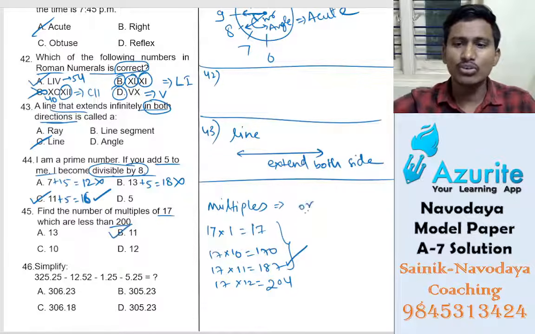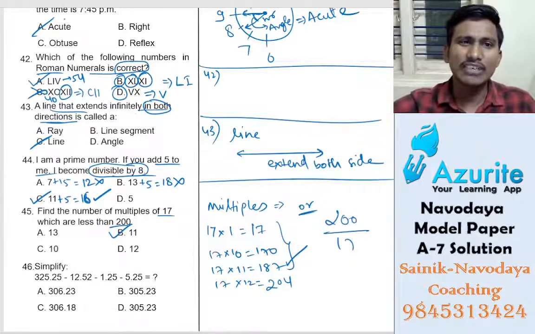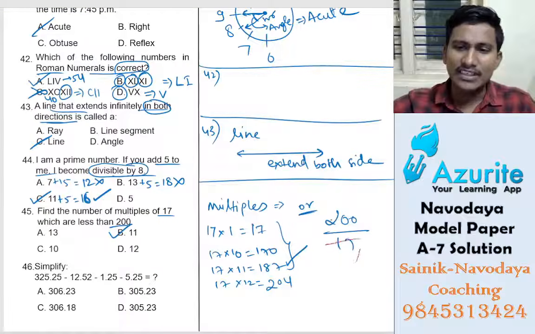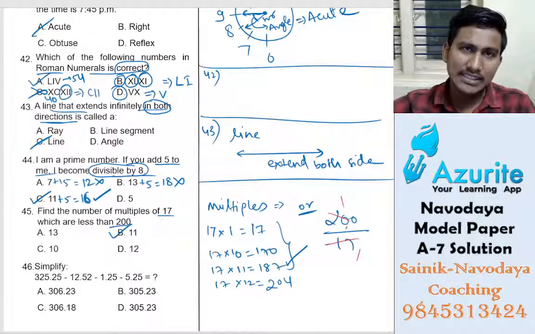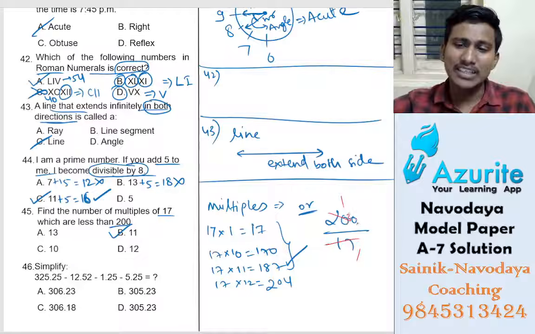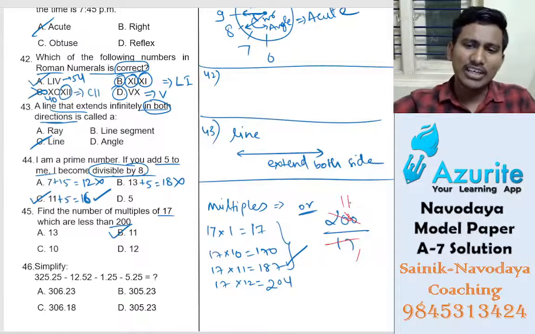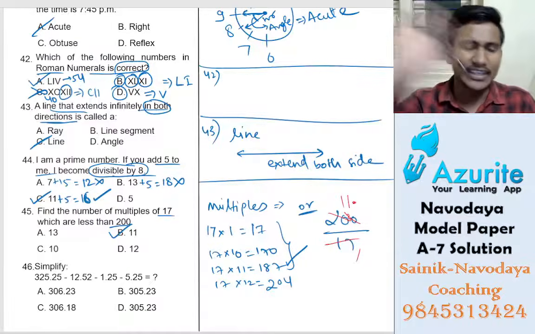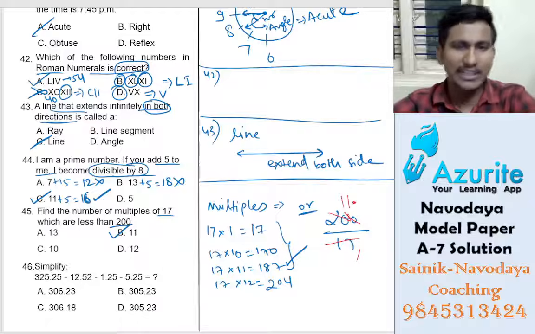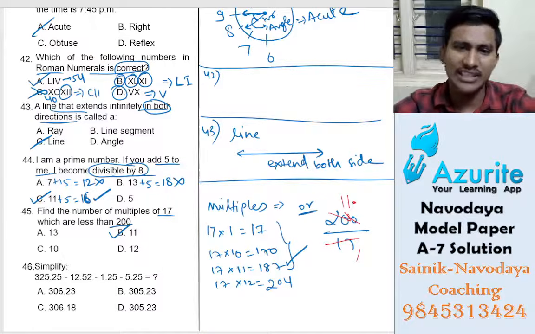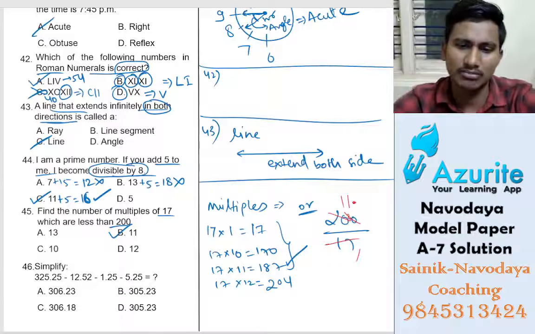Or what you can do? You divide 200 divided by 17. If you divide, what answer will come? Let's divide it. 17 ones are 17. How much will be remaining? Yes, 3 will be remaining. Then 17 ones are 17, so remaining is 13. You don't take that. That is the point that will come, so don't take that. So 11 is the answer, option B. Understand? You can divide or you can just directly multiply and find, because this is a smaller number.